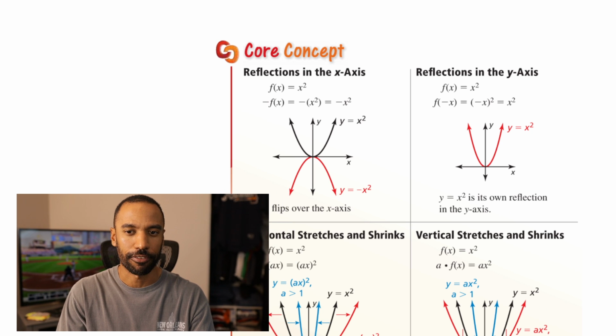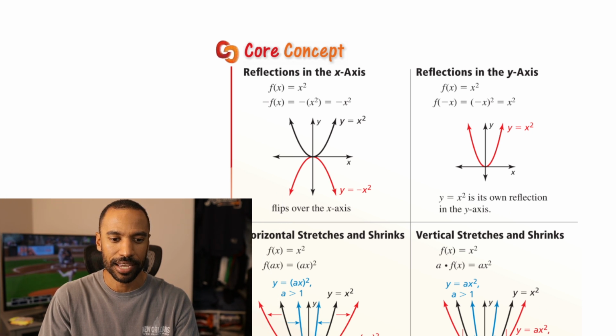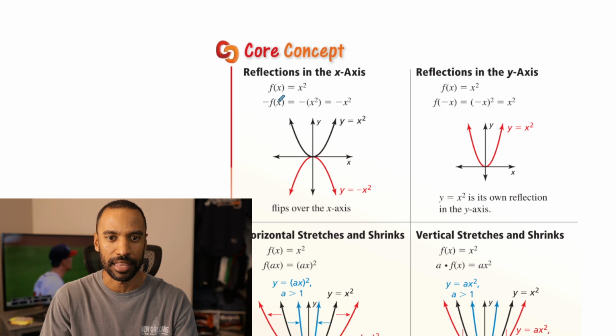All right, let's get to reflections in the x-axis, or reflections in general. If you reflect in the x-axis, you're flipping the graph over because you're changing all the y values. That means you're making the f of x negative. That means make x squared negative.